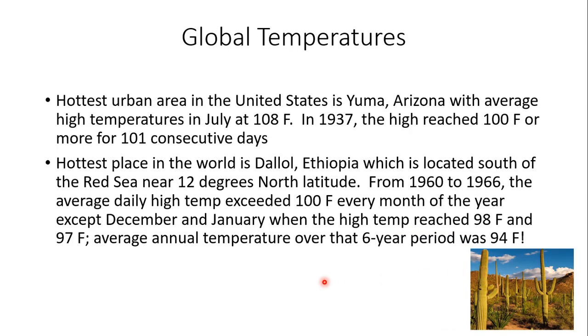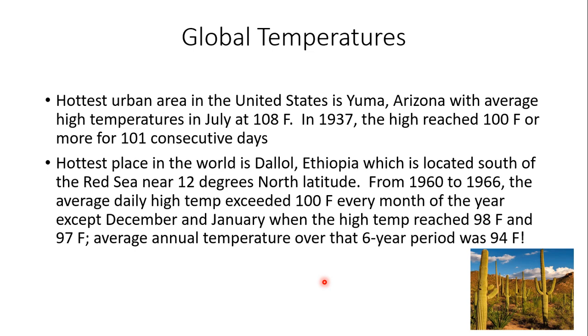Overall, let's talk now about global temperatures. We covered all the climatic controls. Let's start with looking at the hottest areas. Now, the hottest urban area in the United States is Yuma, Arizona. And if you're watching from Yuma right now, you're probably thinking, man, this guy's right on about this. The average high temperature in July at Yuma, Arizona is 108 degrees Fahrenheit.